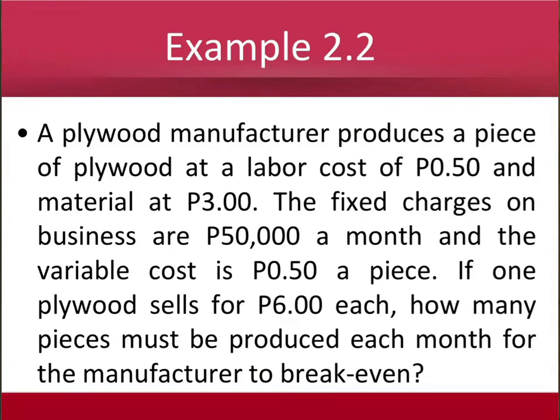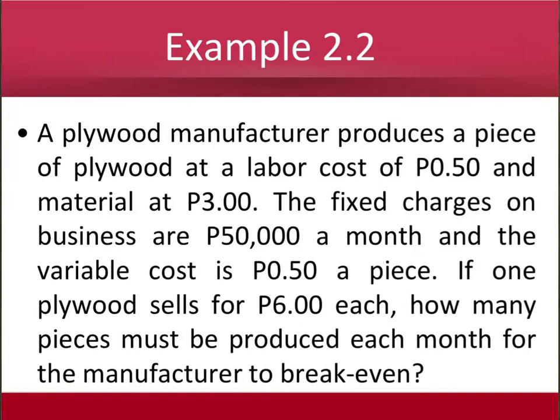So, number 2, a plywood manufacturer produces a piece of plywood at a labor cost of 0.50 peso and material cost at 3 pesos per unit. So, the fixed charges on business are 50,000 pesos a month and the variable cost is 0.5 a piece. If one plywood sells for 6 pesos each, how many pieces must be produced each month for the manufacturer to break even?